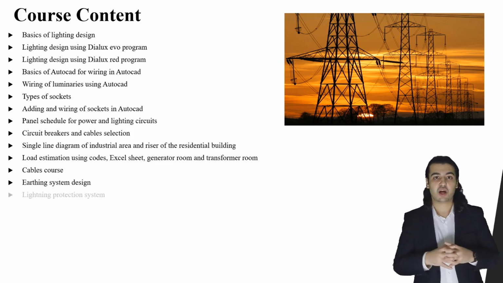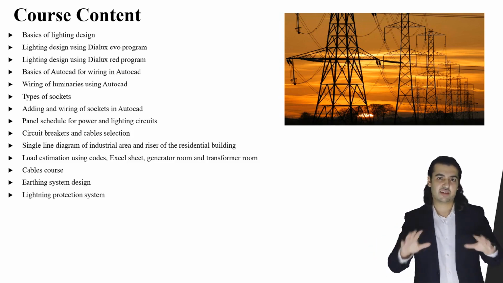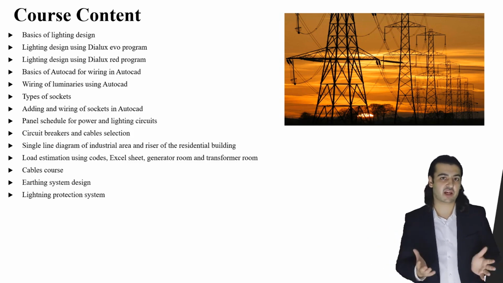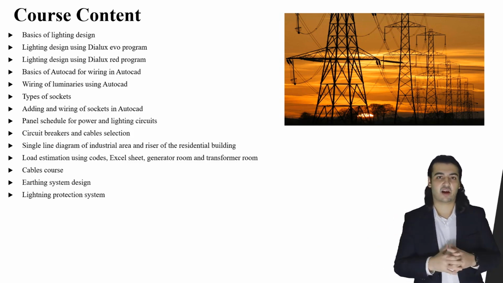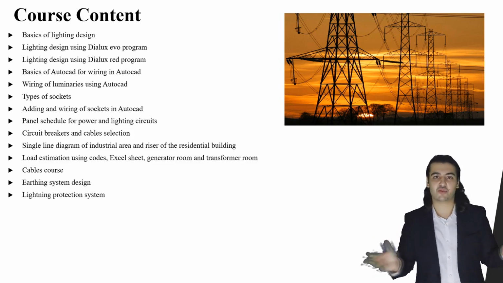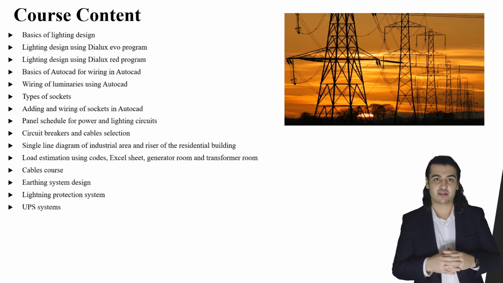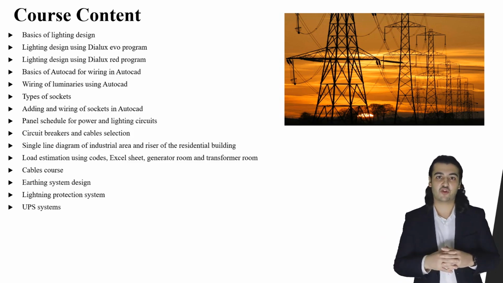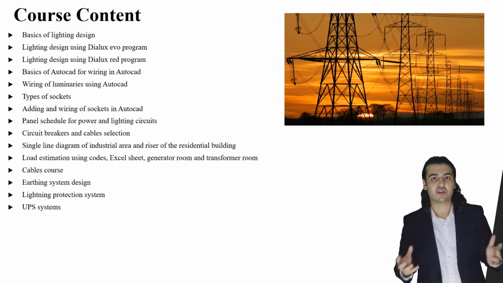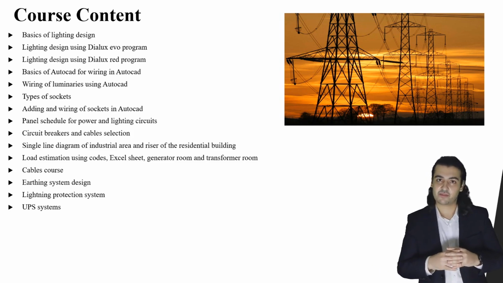Then we will talk about the lightning protection system, which is used to protect the building or our electrical equipment against the lightning strike. So we'll learn everything you need to know about the protection system. Then we will go to the UPS section. We will discuss the UPS or the uninterruptible power supplies. We will discuss their different types and how we can select them.